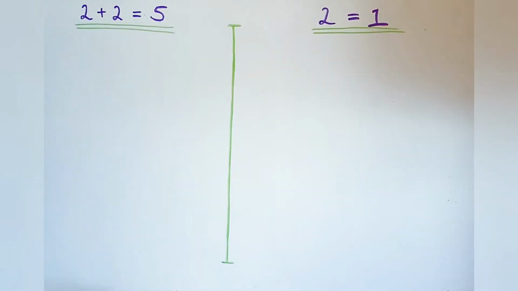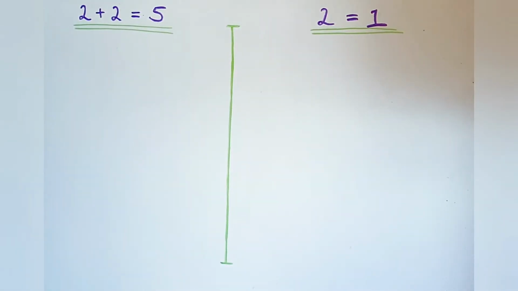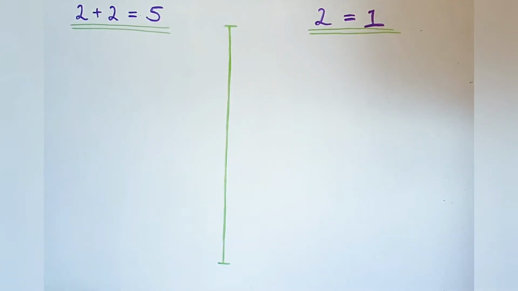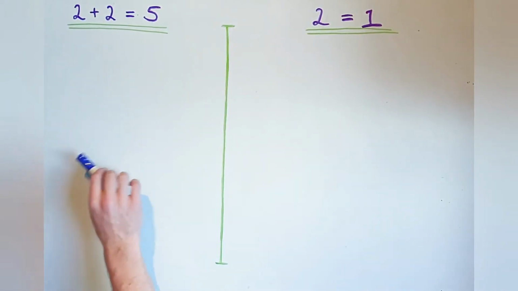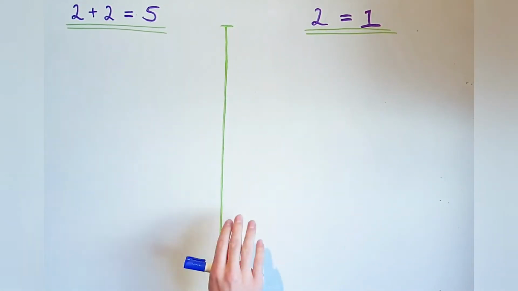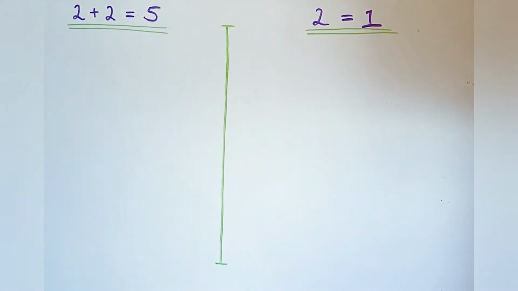In this video, I'm going to show you that 2 plus 2 actually equals 5 and not 4, as you've been taught to believe. And then I'm also going to show you that 2 equals 1. This way is going to be numerical, and in this way there's a little bit of algebra, so it's kind of two sides of the coin.